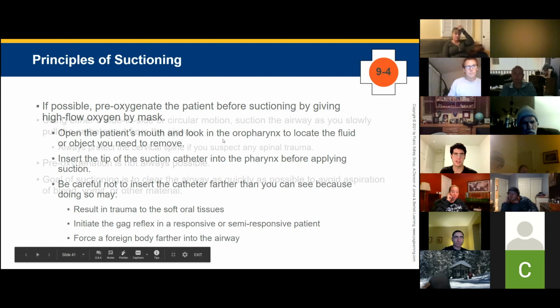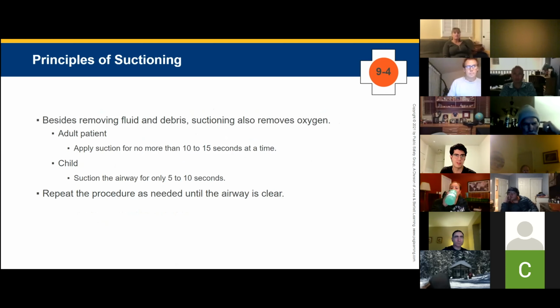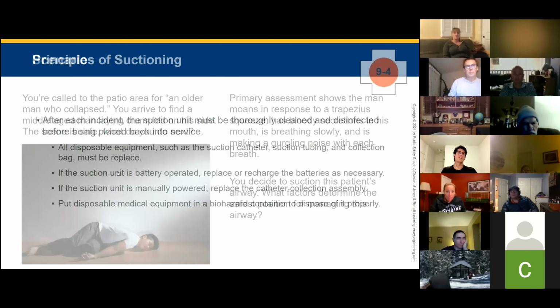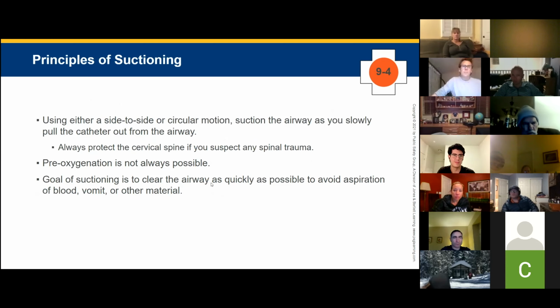All right, so actually we have a skill right here. This is describing how, but I put the skill section right here. Actually, no, I didn't, so we'll do this. So with a side-to-side circular motion, what they mean, yeah, go ahead, question. Oh, is that just a, okay, cough or something?